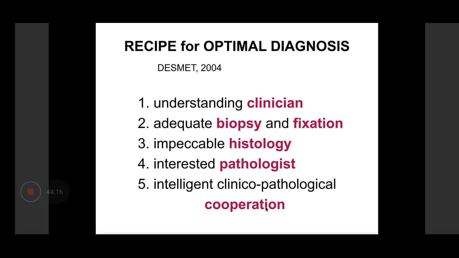You have to have an understanding clinician that understands the disease and when to do a biopsy and what all information must be given to the pathologist. An adequate biopsy must be taken. It has to be fixed in formalin and then sent to the pathologist. As far as the pathologist is concerned, he or she must be interested, and the pathology slide must be prepared by our technicians in an impeccable manner. So the slide that we see must be a well-cut and well-stained slide, then looked at in the microscope by an interested pathologist, and then ultimately intelligent clinical pathological cooperation. So these are just a few pearls of wisdom to end the lecture.